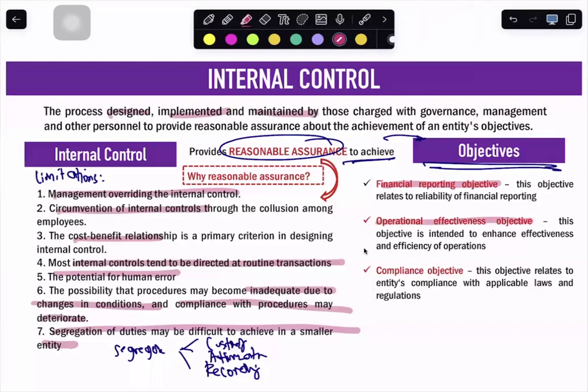Next, the operational effectiveness objective. This objective is intended to enhance the effectiveness and efficiency of your operations, that the processes are followed and the processes that are outlined have proper controls. Next, compliance objective. This objective relates to the entity's compliance with applicable laws and regulations. Now, you also implement internal controls so that laws or regulations cannot be breached.